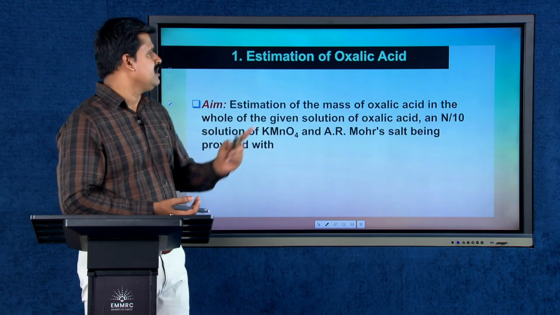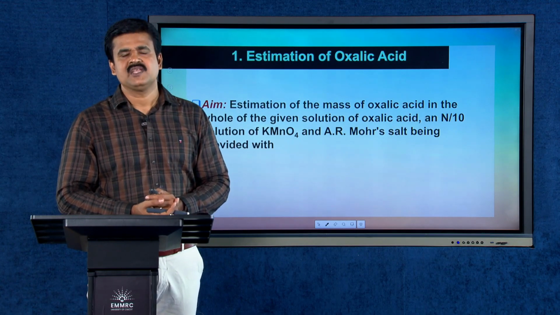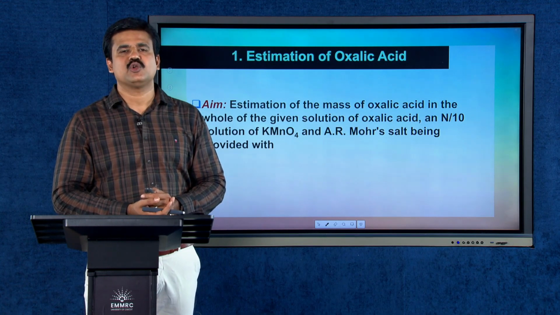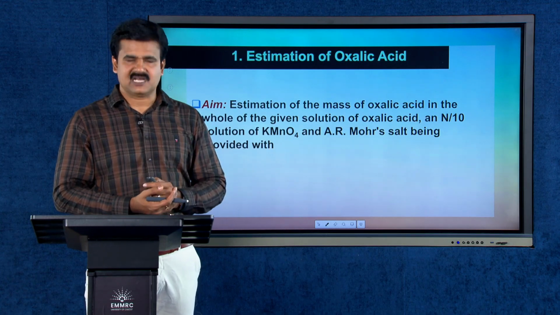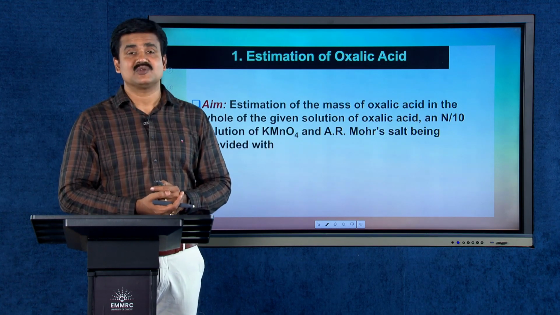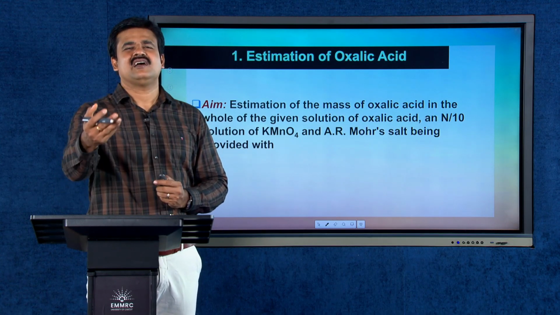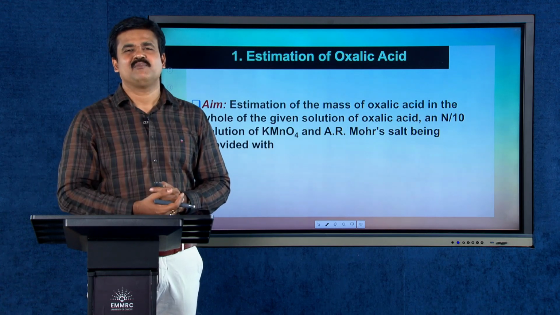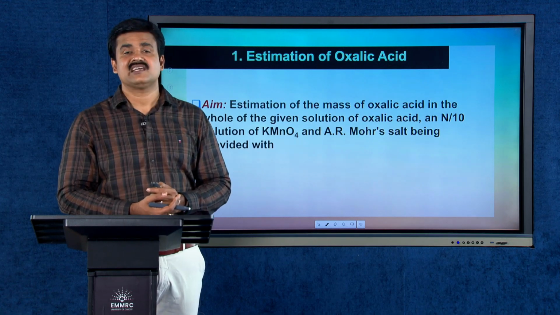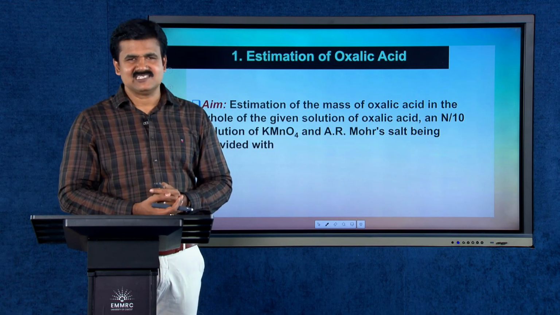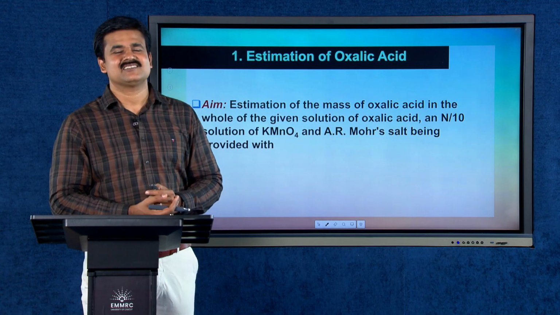This is our aim, to estimate the mass of oxalic acid in the whole of the given solution, and you are provided with N by 10, that is 0.1 normal solution of potassium permanganate and AR Mohr's salt. These are the two materials you have, and you have to evaluate the exact concentration of the given oxalic acid solution. So, you are just entering a chemistry laboratory. You are provided with 0.1 normal potassium permanganate solution, which is approximate only, and AR Mohr's salt crystals. By using these, you have to evaluate the exact concentration of the given oxalic acid solution.